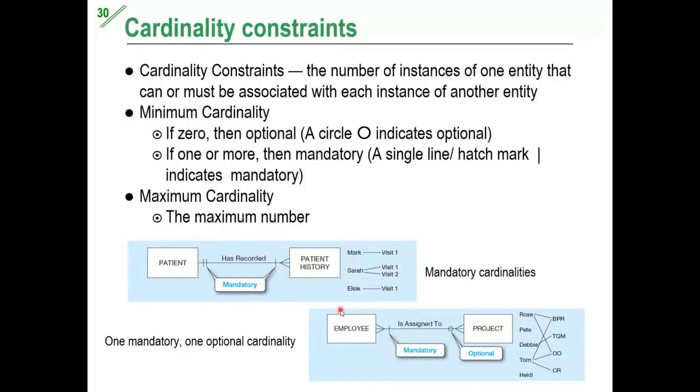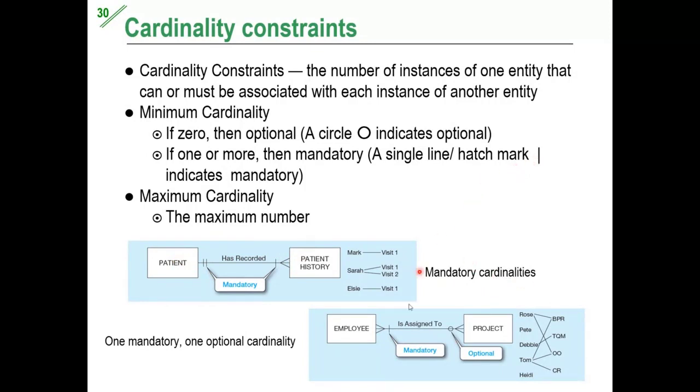So if you go, this is left to right. But if you go right to left, if you have one patient history record, that patient history record must belong to one patient, right? You can't have any patient history record without associating any patient. So that is what we mean by this mandatory in here. So you can see there are two mandatories in both directions. So that is called the mandatory cardinalities.